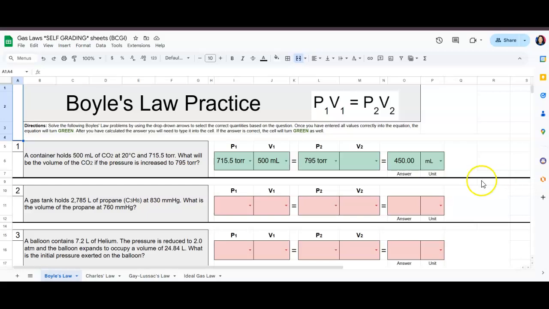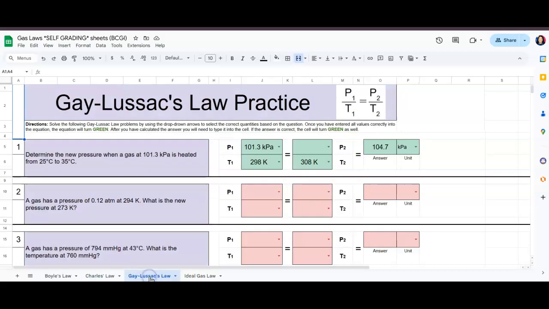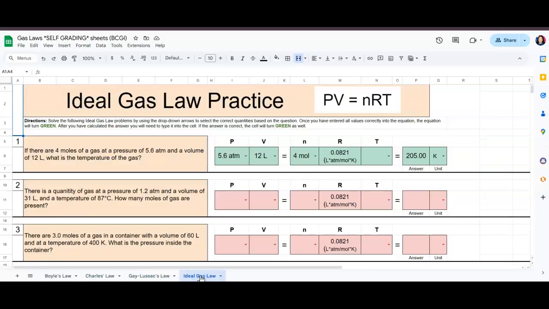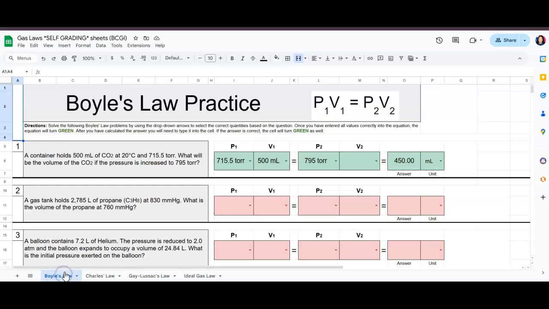As you can see, there are on the bottom here 4 different sheets: Boyle's Law, Charles' Law, Gay-Lussac's, and then Ideal Gas Law. For each one, the very first one has been completed so that you can see what it should look like when you enter yours. I'm going to go ahead and delete these so that you can see when you're completing a problem.